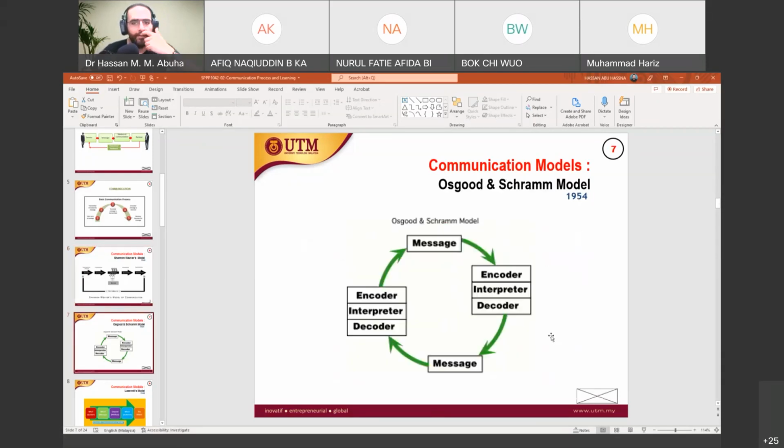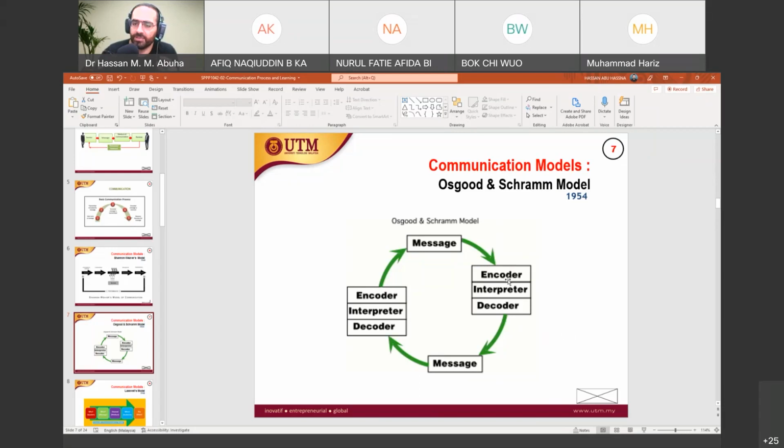Now, for the second model, which is Osgood, he mentioned that there are three main variables for the communication process: the message, encoder, interpreter, and the decoder. Now, these three are one. These three are one, which is the receiver and the sender.